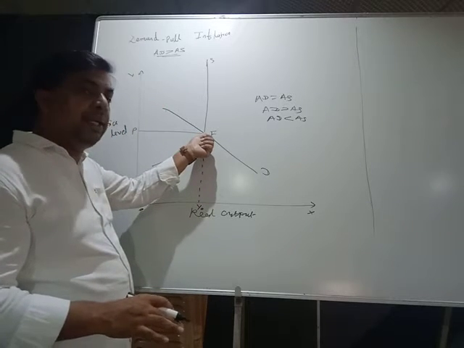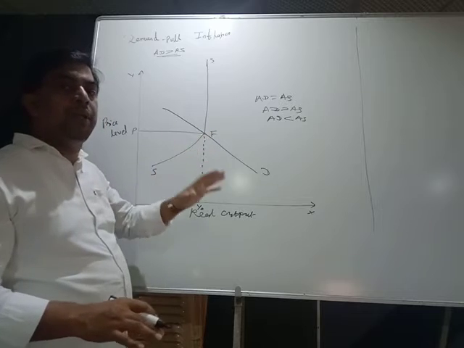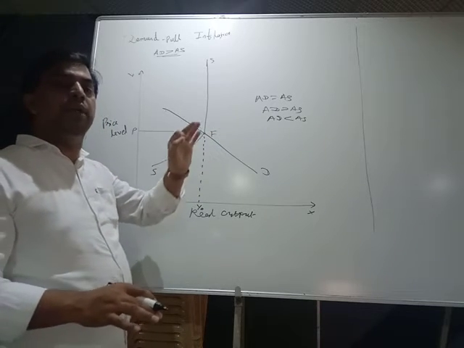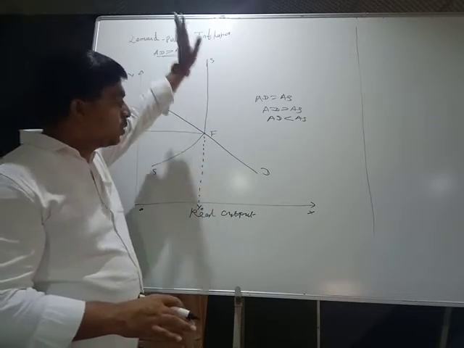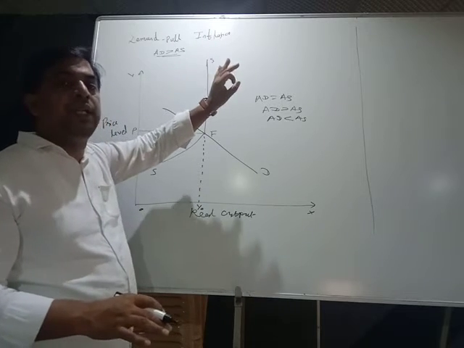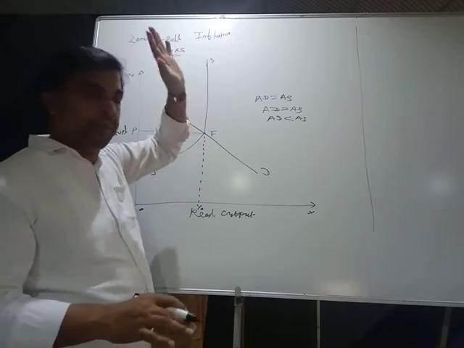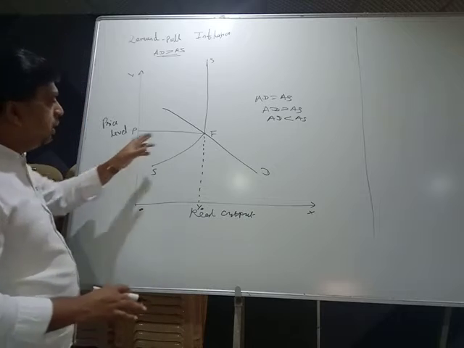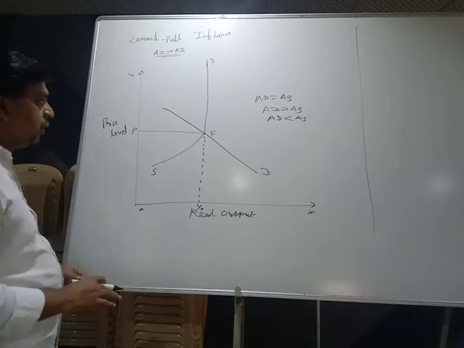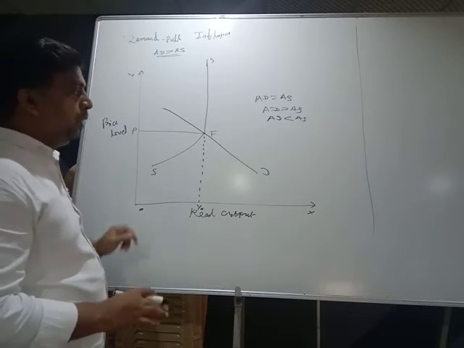So what does point F indicate? That the economy has now reached the full employment level. So there is no scope for further increase in aggregate supply. Now this is aggregate demand D. The original price level is OP.